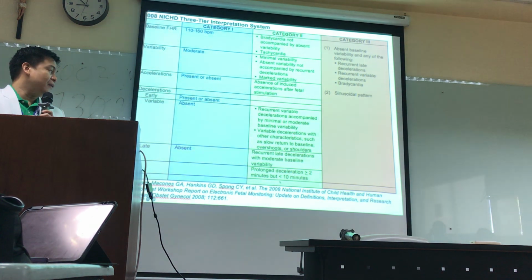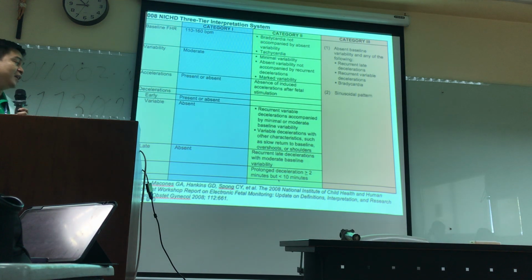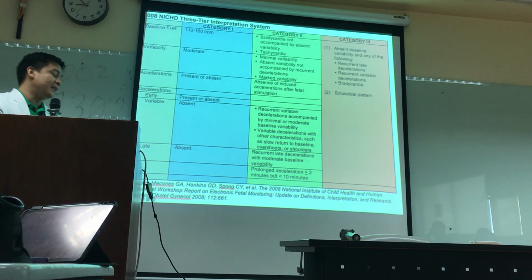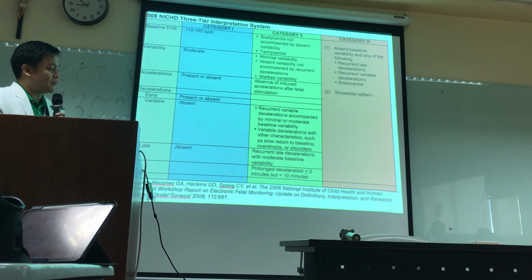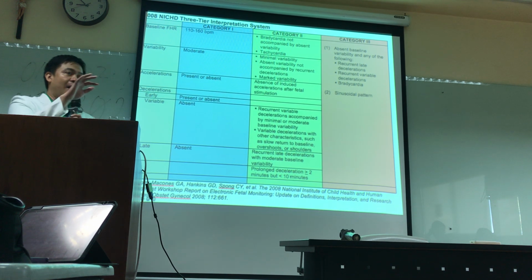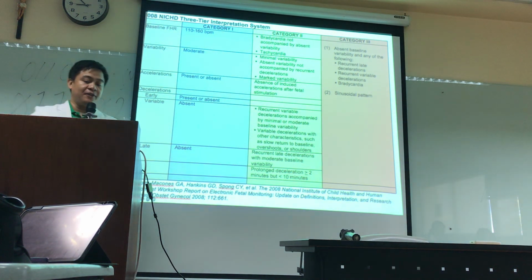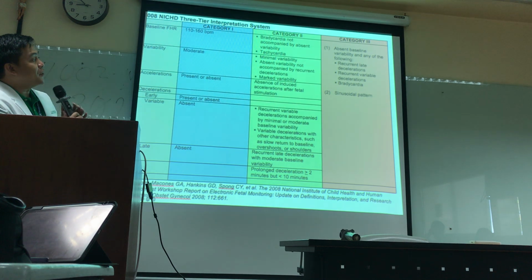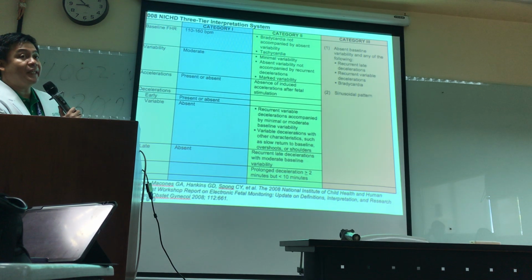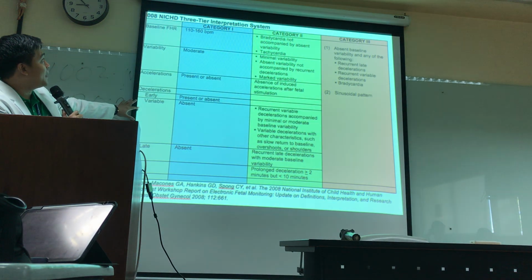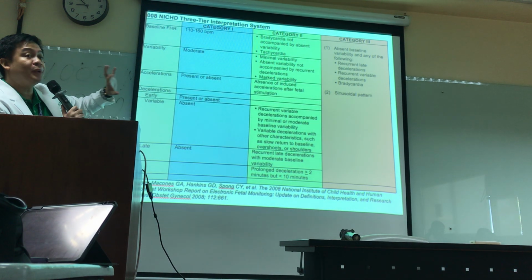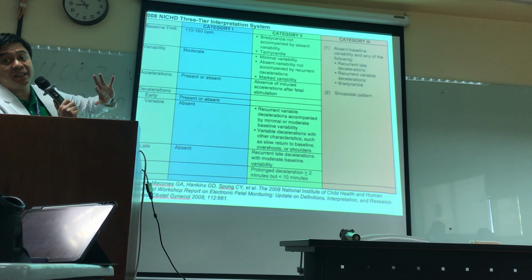Okay? So, if there's prolonged deceleration greater than or equal to 2 minutes but not more than 10 minutes. Because if it's more than 10 minutes, then that's a change in fetal heart rate baseline already. So you have your category 3 if there is absent baseline variability and any of the following. So you can see here, NICHD puts a premium on variability.